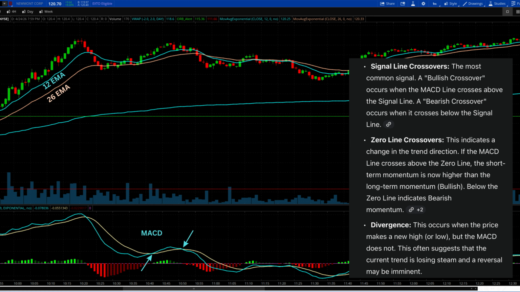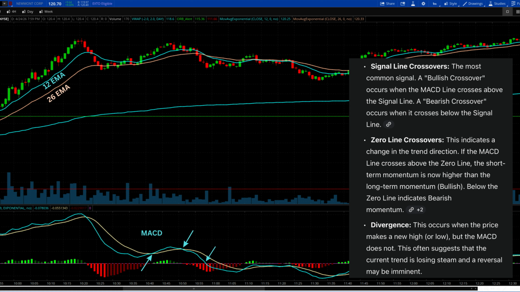Zero line crossovers. This indicates a change in the trend direction. If the MACD line crosses above the zero line, the short-term momentum is now higher than the long-term momentum, bullish. Below the zero line indicates bearish momentum.